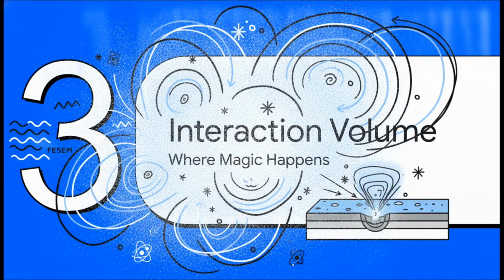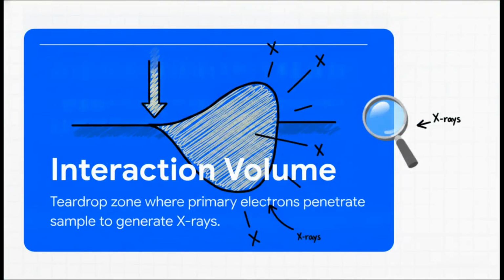Now for Section 3, inside the interaction volume, where the magic happens. When that high-energy electron beam smacks into the sample surface, it doesn't just bounce right off. It actually digs in, creating what we call the interaction volume. It forms this really fascinating teardrop-shaped zone just beneath the surface. And the depth of this zone is tiny. We're talking anywhere from roughly 10 nanometers to maybe a few micrometers deep. This depth is absolutely vital because it dictates exactly where our data is coming from, and it actually shifts depending on the accelerating voltage of the beam and how dense the material is.